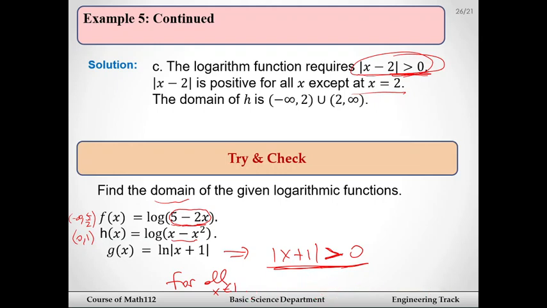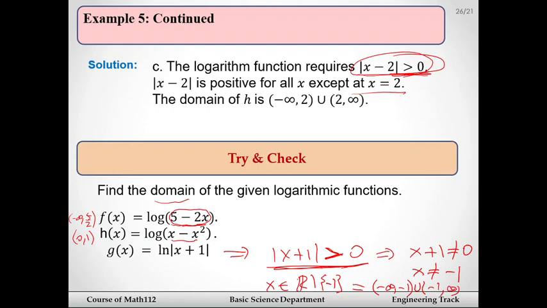So you can say, what does this mean? This is already true. This means x can be anything, but it should not be equal to -1. So you can say x can be anything but -1. So here, if you write it in interval notation, it will be -infinity to -1 union -1 to infinity. So the domain here will be -infinity to -1 union -1 to infinity.